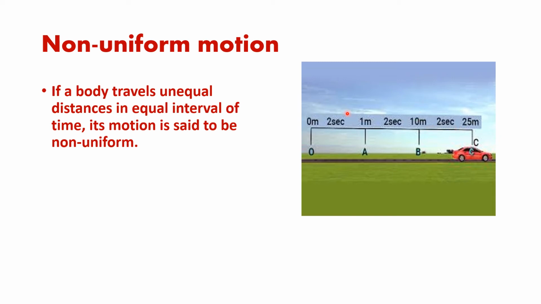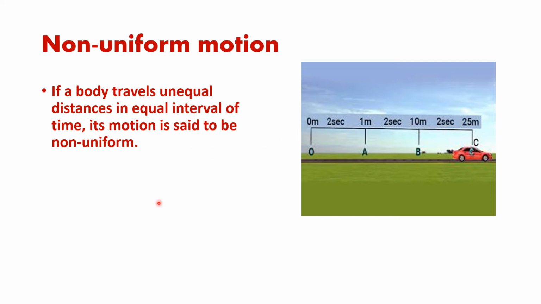So here 1 meter, then 9 meter, then 15 meter, in the same interval of time. Here it is written equal interval. So what is the equal interval of time? 2 seconds. Slowly it started. Then after 2 seconds, it gains speed, so it is going faster. Now it is covering 9 meter in 2 seconds. Then in the next 2 seconds, it is traveling 15. It is going faster, isn't it?